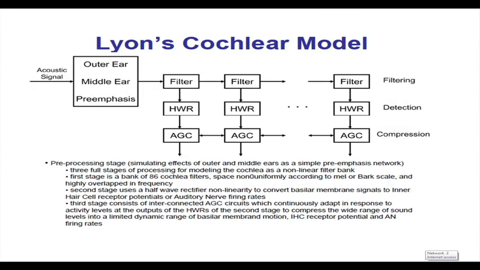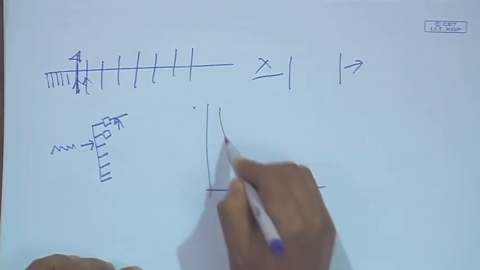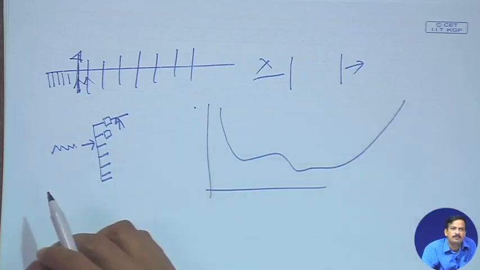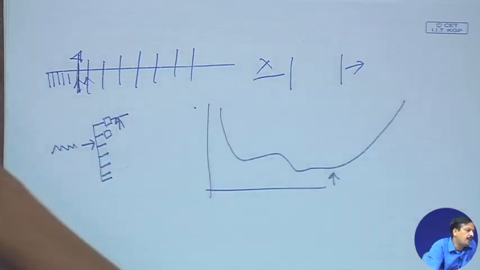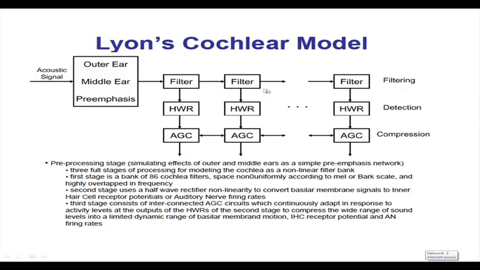Then Lyon's cochlear model, same things. So, acoustic signal, outer ear, middle ear, pre-emphasis. If we pass the acoustic signal through, you can see we have this kind of frequency response of the middle ear and outer ear. So, the signal can be pre-emphasized using the inverse response. After the pre-emphasis, I can pass the signal through a chunk of filters. That is the 86 cochlear filter bank, designed here on the Mel or Bark scale. Then it is passed to the half wave rectifier to detect the amplitude, then AGC, automatic gain control, to find out the frequency response of this acoustic signal as per the auditory response of human beings.